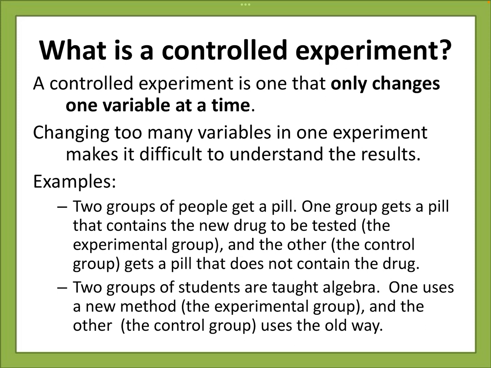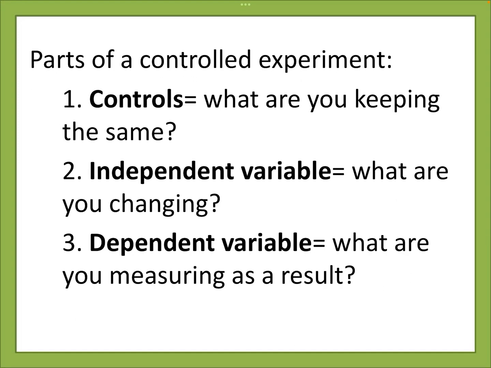Another example is that we have two groups of students that are taught algebra. One uses a new method, that's the experimental group. The other group, the control group, uses the old way. Again, we are only changing one thing. So in that experiment, it would be the same teacher teaching both groups, using a different method with one group than the other.